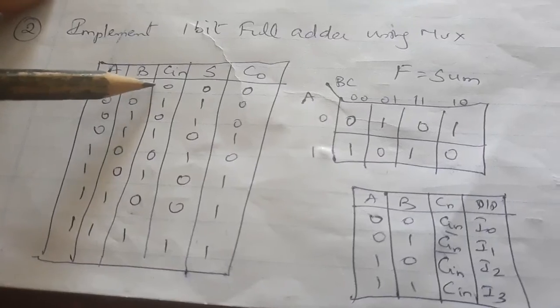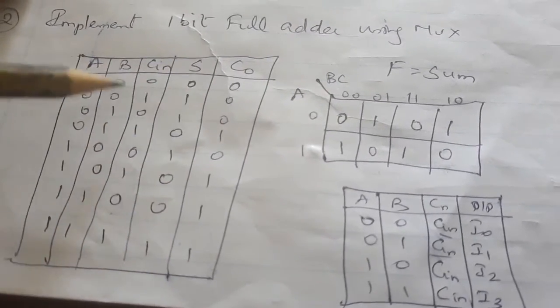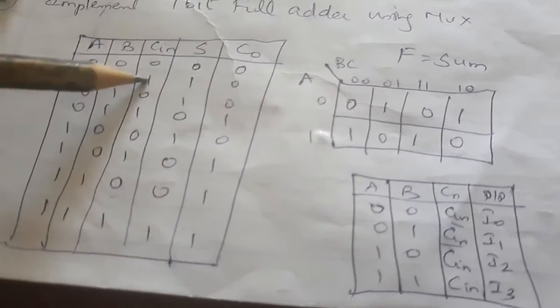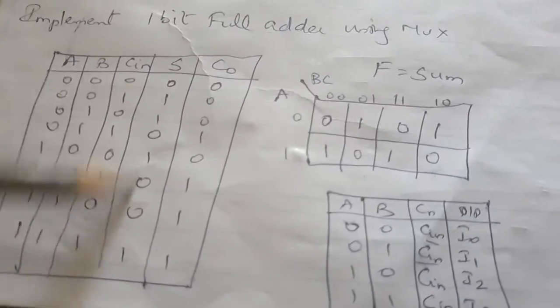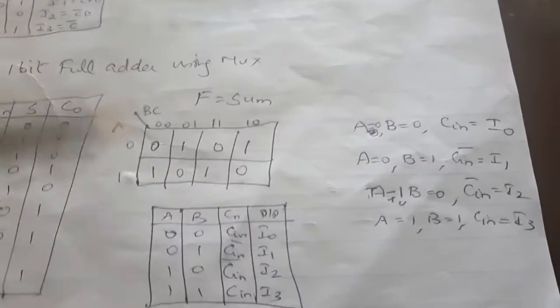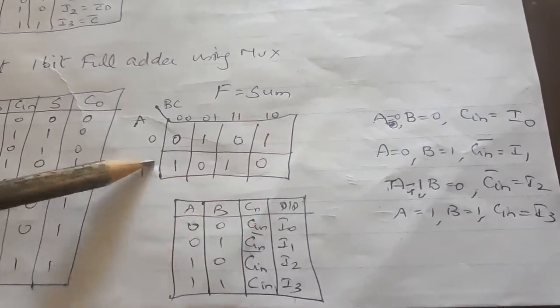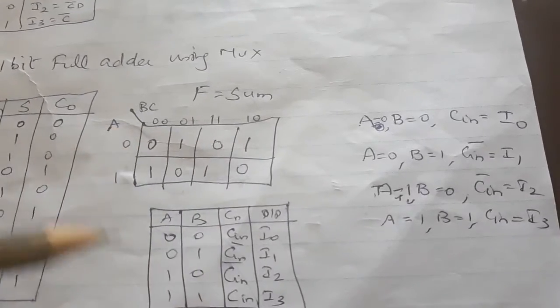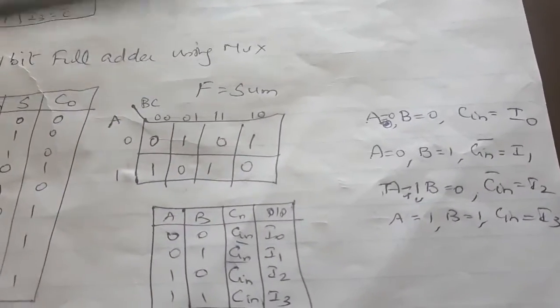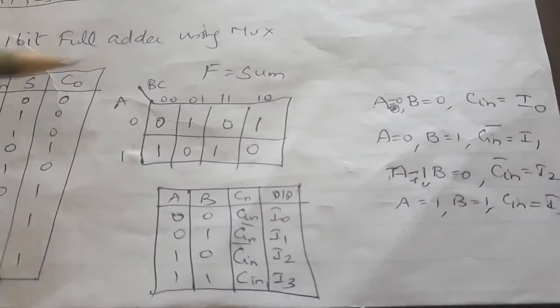So for any condition of carry input 0, what is the output? For any condition if the previous carry is 1, what is the output? I have drawn the truth table for sum and carry. You can do a K-map for sum. You can do a K-map for carry also. Now if you take sum, all individual 4 ones, therefore you can find out A0, B0 is equal to 0.